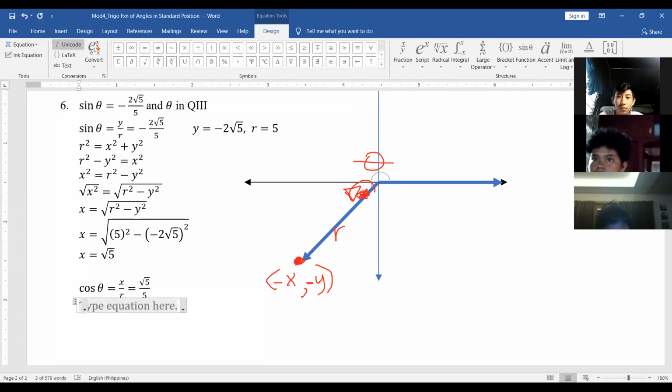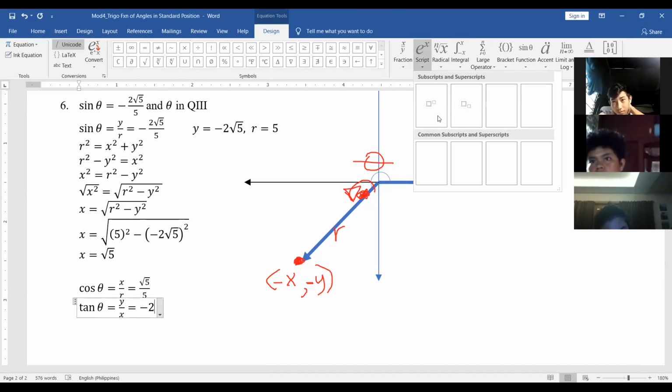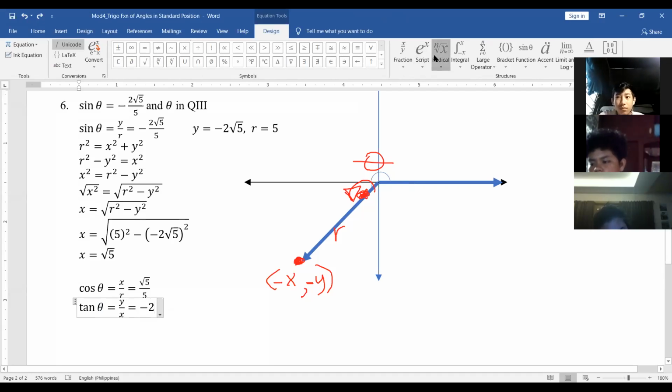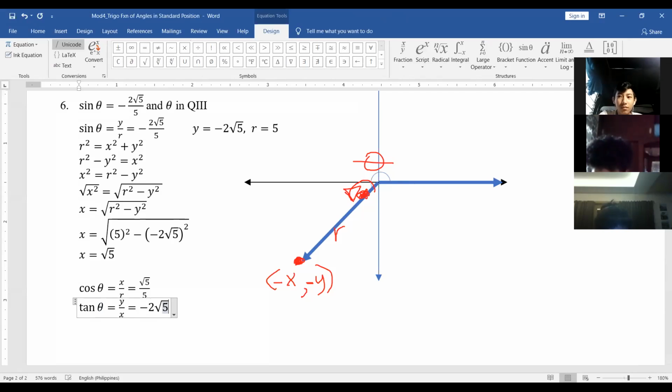Let's now move on to tangent. Tangent of theta is equal to, what's the formula for tangent? Y over x. Your y is negative 2 square root of 5 over the square root of 5 for x. Simplify your answer. Square root of 5 divided by square root of 5 is equal to 1. So the answer is negative 2 for tangent of theta.